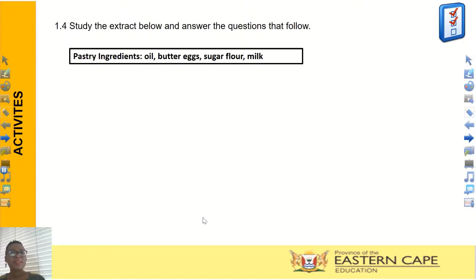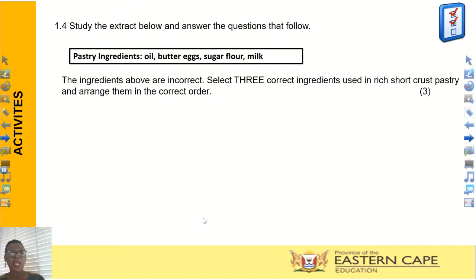Let's look at the next one. Study the extract below and answer the questions that follow. So you've got your pastry ingredients: your oil, butter, eggs, sugar, flour, and milk. And then they tell you the ingredients above are incorrect. You need to select three correct ingredients used in making rich short crust pastry and arrange them in the correct order. So the highlight here is your rich short crust. Then you would look at your ingredients and take out three correct ingredients. Once you have sourced out the three, you need to put them in the correct order.